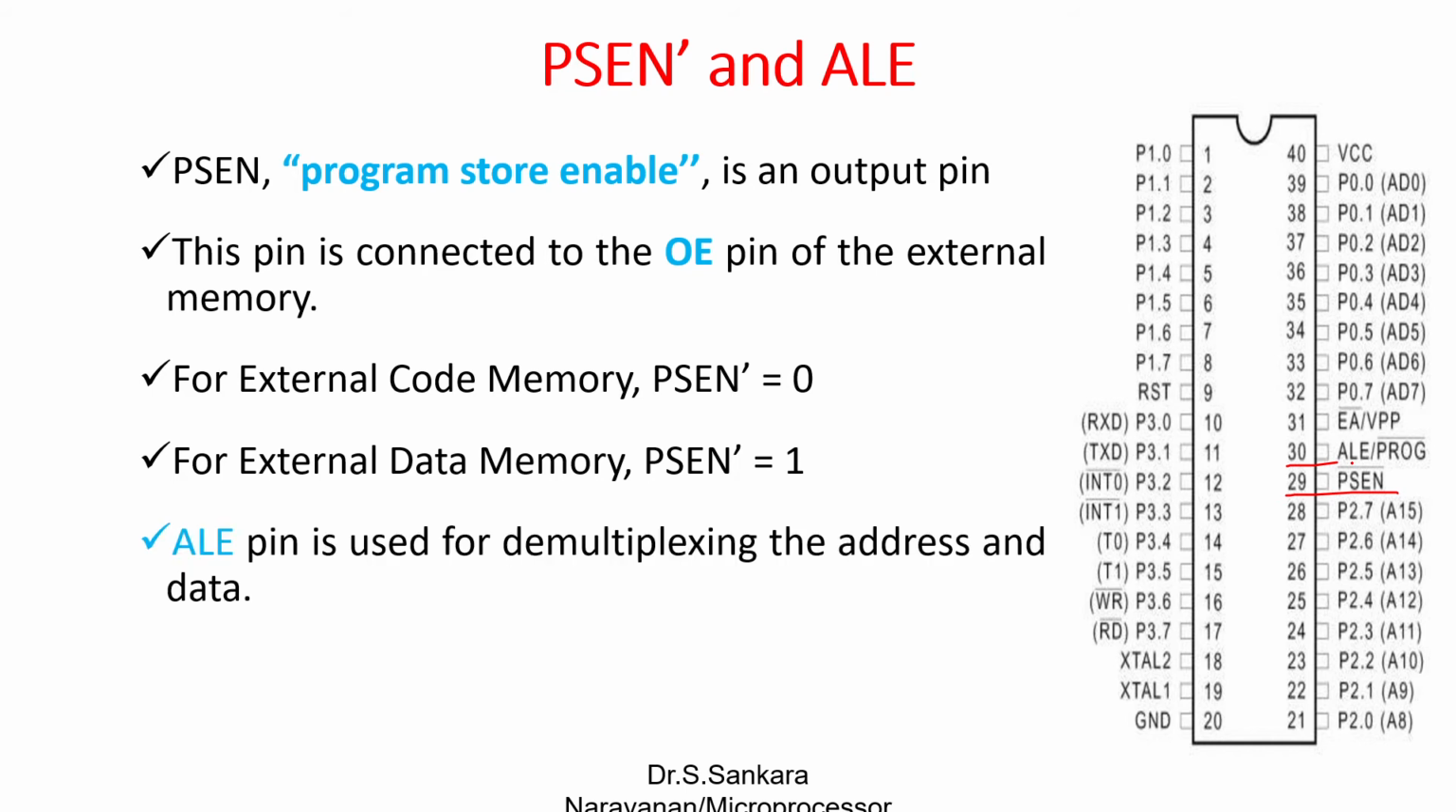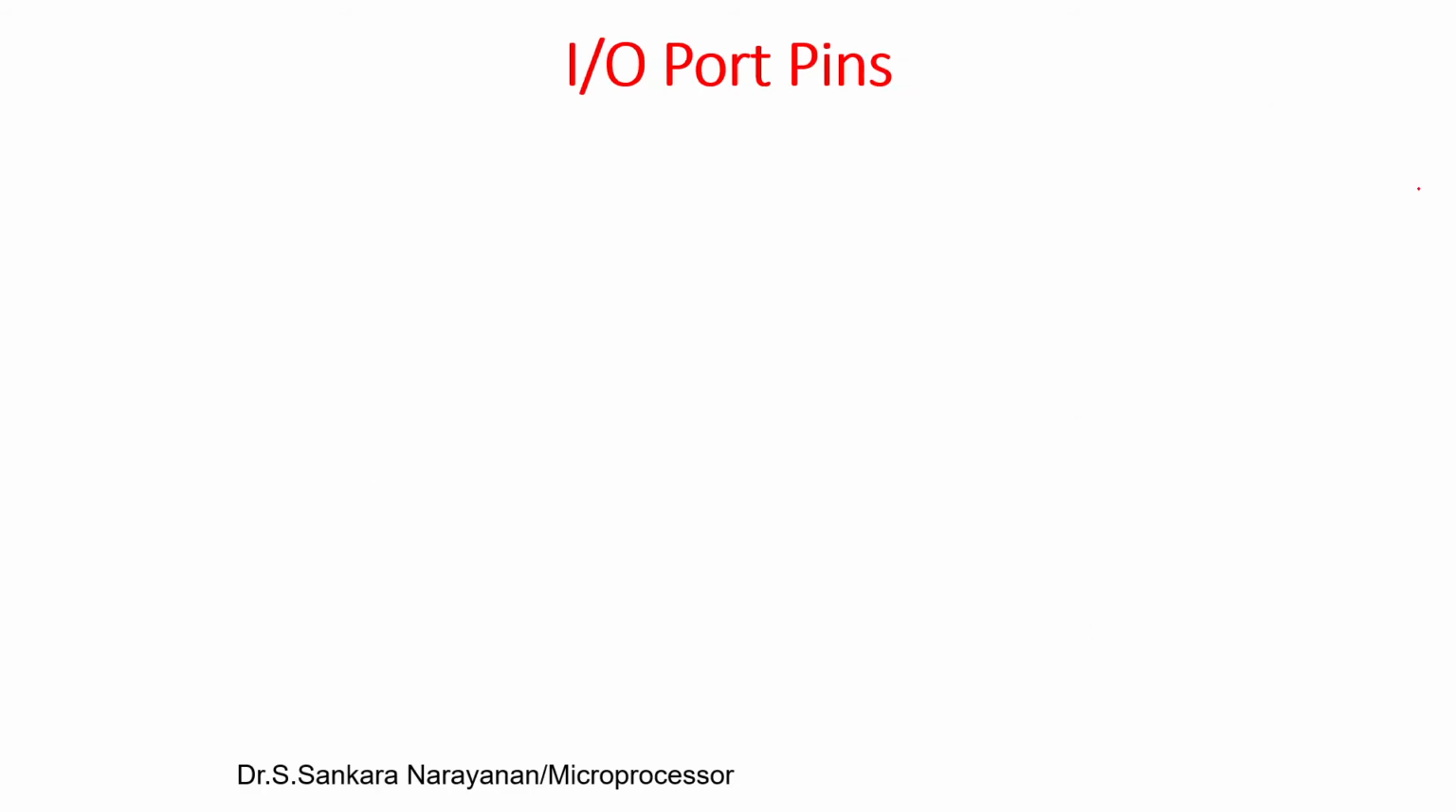Now the purpose of ALE. The expansion for ALE is address latch enable. This pin is used for demultiplexing the address and data pins. Pin numbers 32 to 39 are multiplexed pins, a multiplexed address and data line. So the ALE pin is used for demultiplexing the address and data.